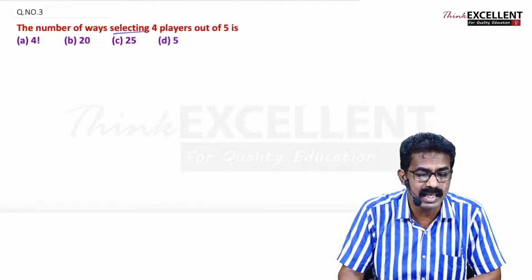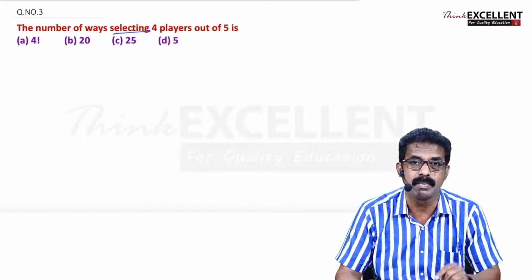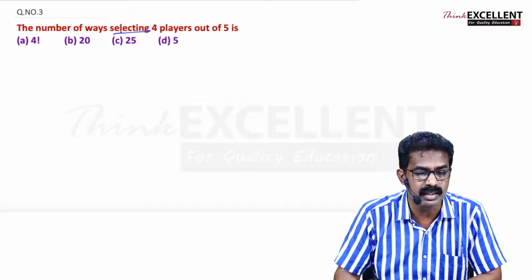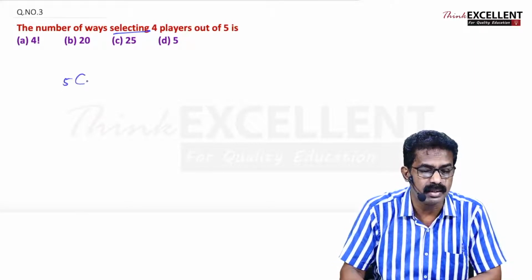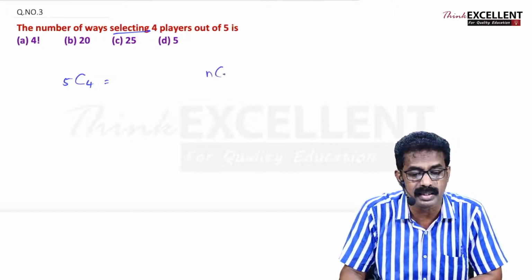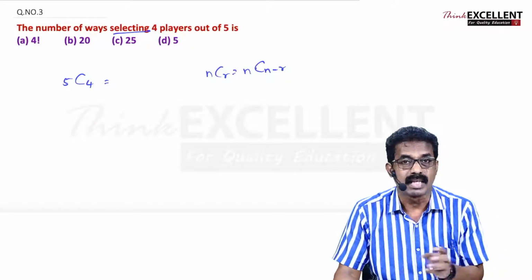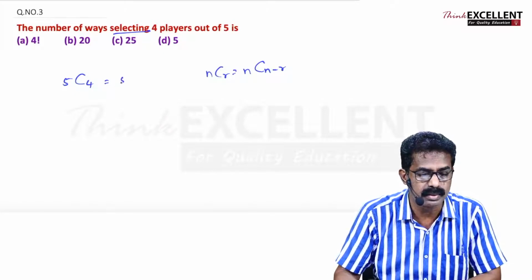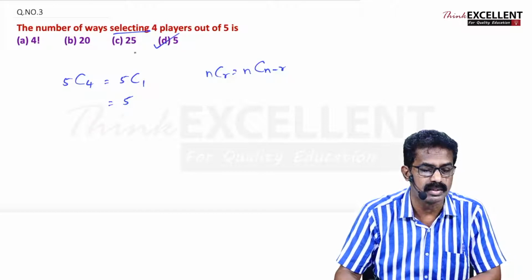The number of ways of selecting. Be very careful: selection or arrangement. For selecting you have to use combination, for arrangement you have to use permutation. The number of ways of selecting 4 players out of 5. Total 5, you are selecting 4. So 5C4 is the same as 5C1, because there is a formula nCr is equal to nC(n minus r). When the second number is more than half, you can use this. 5C4 is the same as 5C(5 minus 4), that is 5C1, which is 5. So here the answer is the fourth option.